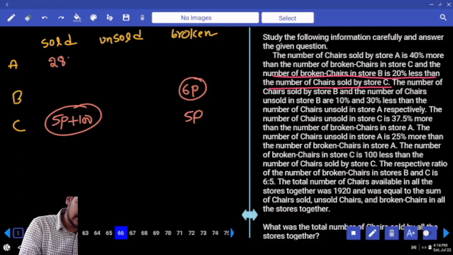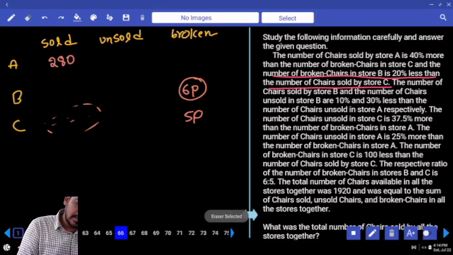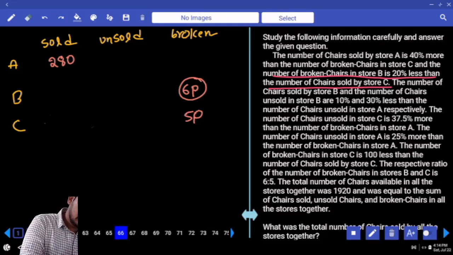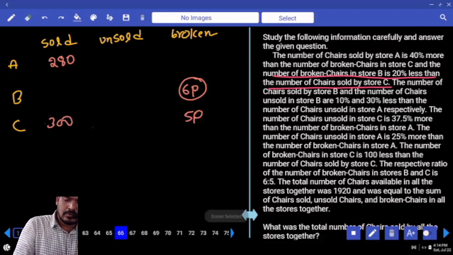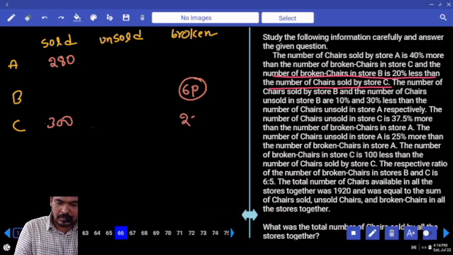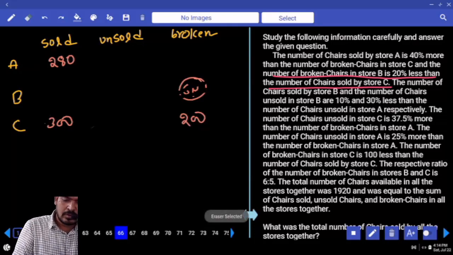280. Next, what is the 5 parts plus 100? 200 plus 100, 300. Next, what is the 5 parts value? 200. 5 parts is 200. What is the 6 parts value? 240.